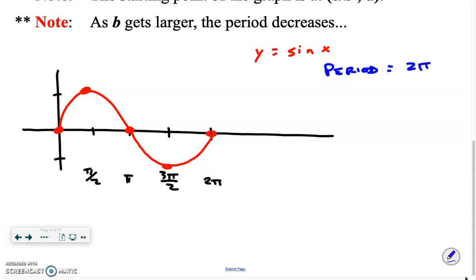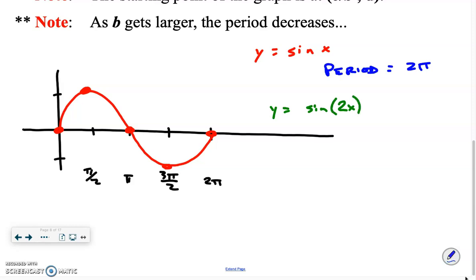Now, what did we add in today? How do you find the period? What is that? 2 pi divided by b. Well, what was b in this parent function? It's just 1, right? So what's 2 pi divided by 1? Still 2 pi, okay? Now, what if we did this? What if we said y equals the sine of 2x? Now, that changes some things.